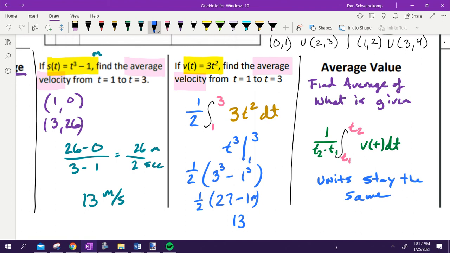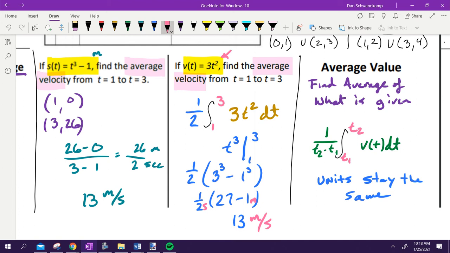Again, this right here would tell me meters, because when I integrate velocity, it's going to tell me the displacement. That's the meters. That's 27 minus 1 meters. But this 1 over 2 in front is seconds. That is why my units are still going to be meters per second. Velocity would tell me meters per second, and when I find the average of it, it's going to stay meters per second. That's really important as to what we're doing.